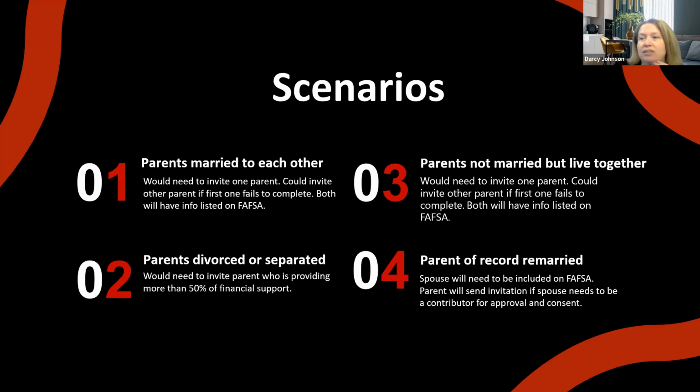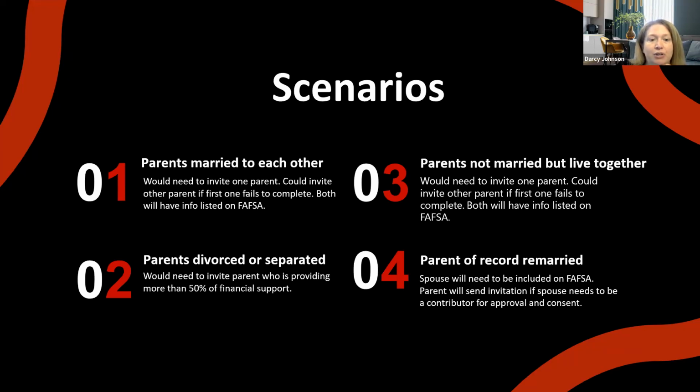So I'm going to go over to scenario 3 next. The biological or adoptive parents are not married, but they do live together. Again, the student would need to invite one parent. They could invite the other parent if the first one fails to complete, but again, both parents will be listed on the FAFSA, and depending on their tax filing status will depend on if just one needs to contribute or if both of them need to contribute, but all of their information will be included on the FAFSA.